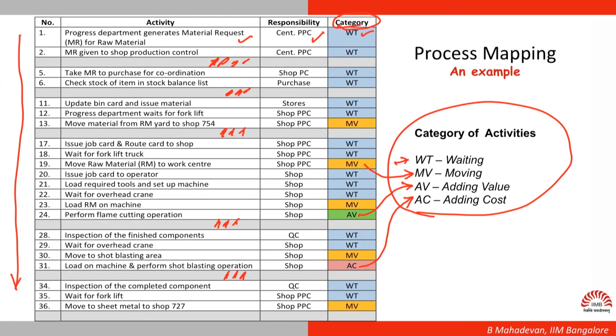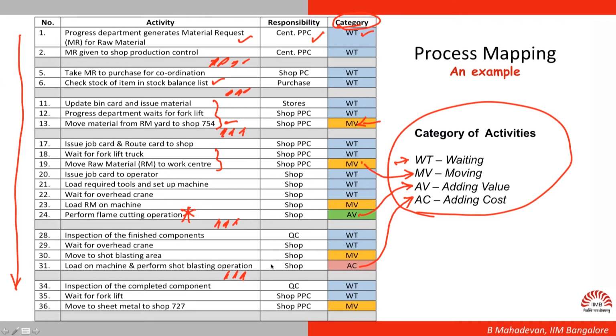So what you find is the material request takes it to purchase, and then they check the stock of items, whether they can issue it, and so on. Then the item is moved to the first place where it has to be processed. The moving happens here. Raw material is moved. There is another moving activity here. So there is a flame cutting operation which is adding value, which means this is the operation to be done. All others are steps required in order to carry out this operation.